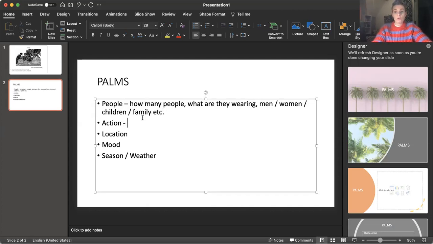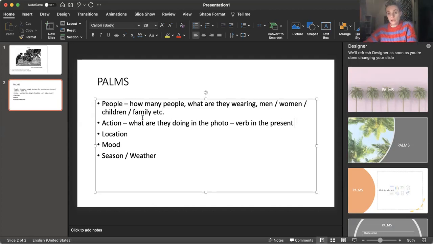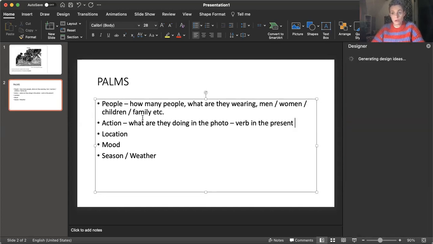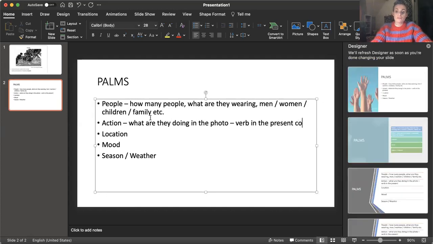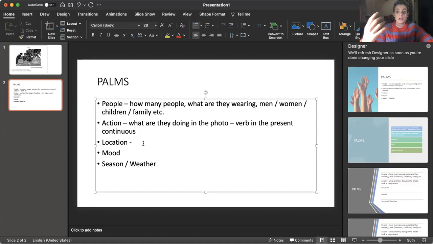Action is what is happening in the photo. What are they doing? So using a verb in the present continuous. For example, if you were trying to say they are eating, you would say están comiendo. If it's he or she is eating, it would be está comiendo. So, verb in the present continuous. Location: where they are. They might be in an obvious place, or they might be in a park, or in a garden, or in a restaurant, something like that. So where they are.